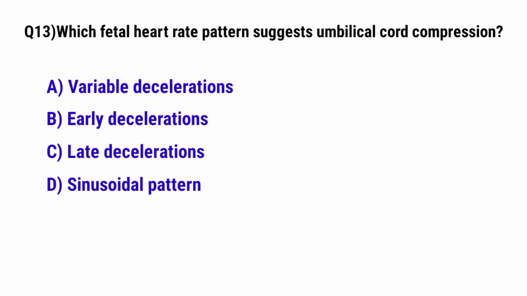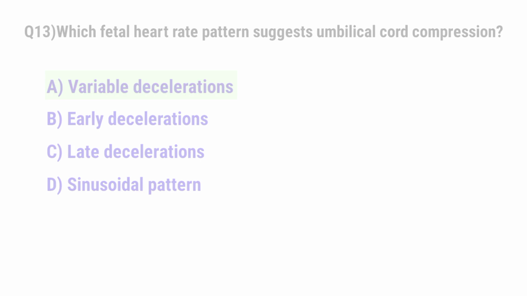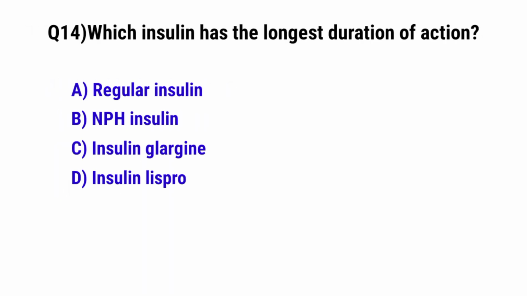Question number 13. Which fetal heart rate pattern suggests umbilical cord compression? The correct option is A. Variable deceleration. Question number 14. Which insulin has the longest duration of action? The correct option is C. Insulin glargine.